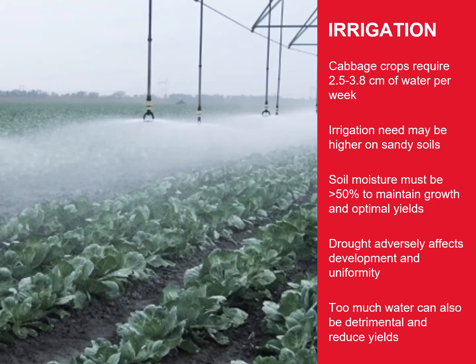Drought adversely affects the development and uniformity of the crop, which is not good when it comes to harvesting, as the heads might not be maturing all at the same time. Too much water can also be detrimental to yields, and it's important again that the crop doesn't become waterlogged, as this can cause problems with harvesting, but also can start promoting disease.